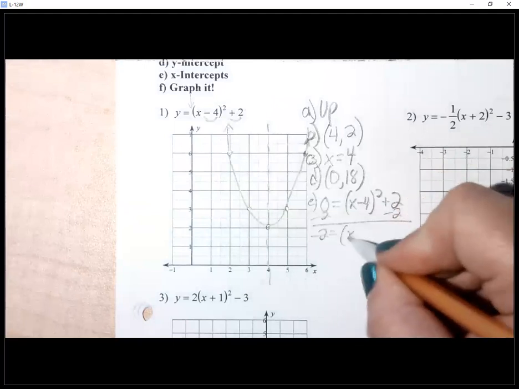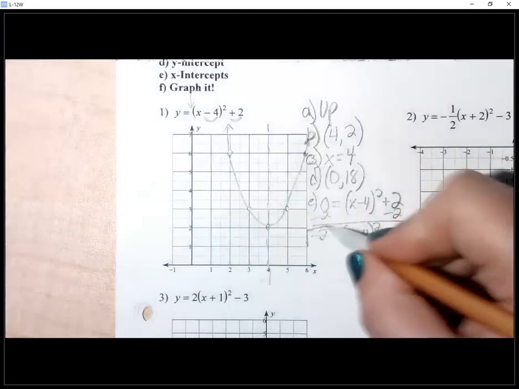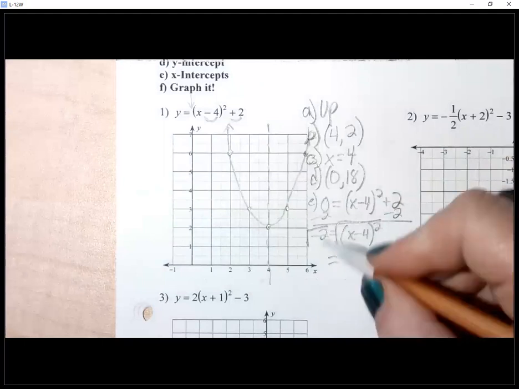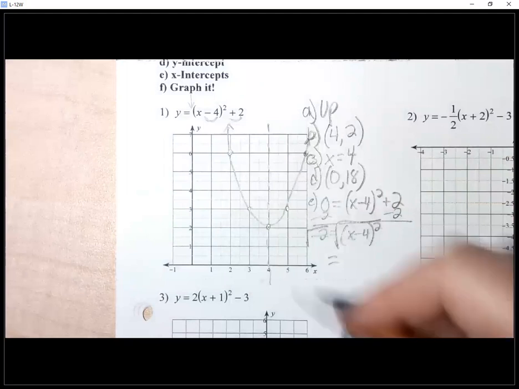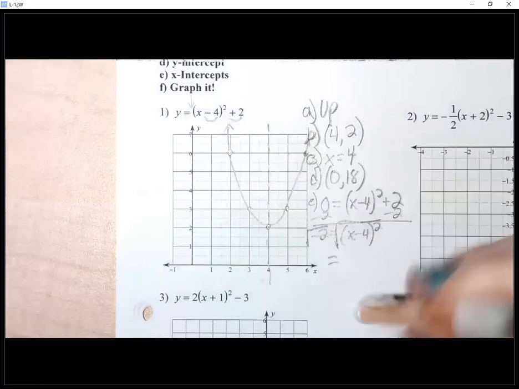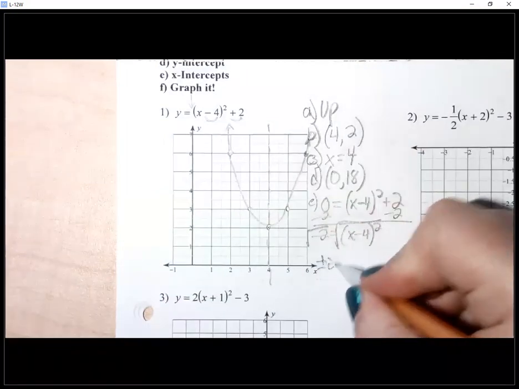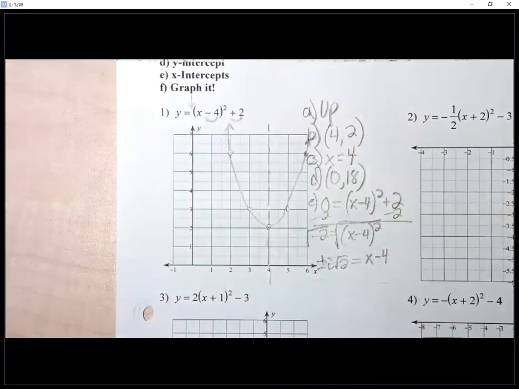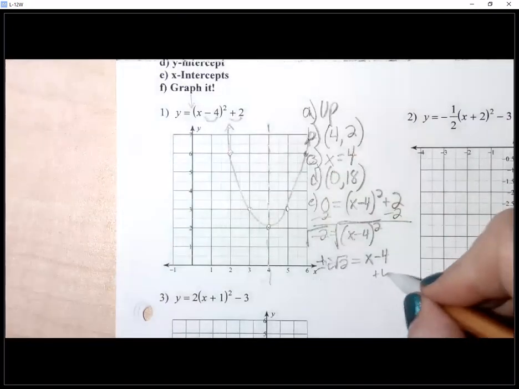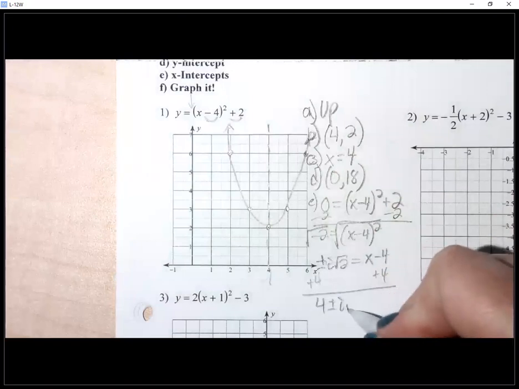Can I just take the square root of both sides right now? Sure I can. Why not? What's stopping me? Nothing. How do I simplify the square root of -2? Yes. Don't forget positive and negative anytime you take a square root. So we have positive and negative i√2 equals x minus 4. And then all I have to do is add the 4 over and I'm done. Oh my gosh, this is so easy. I love vertex form.